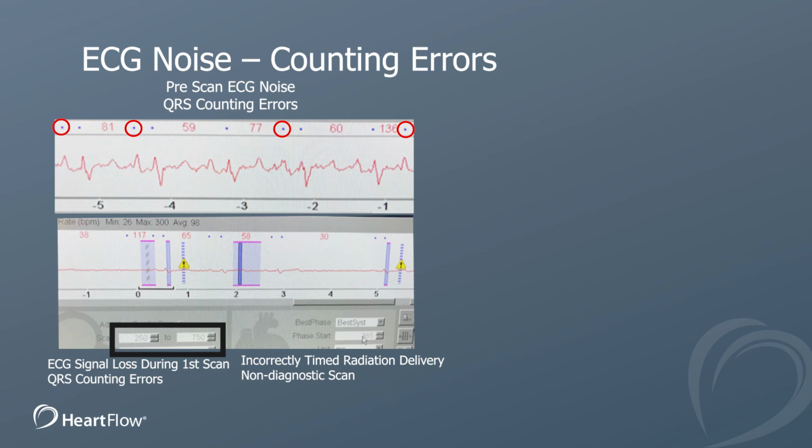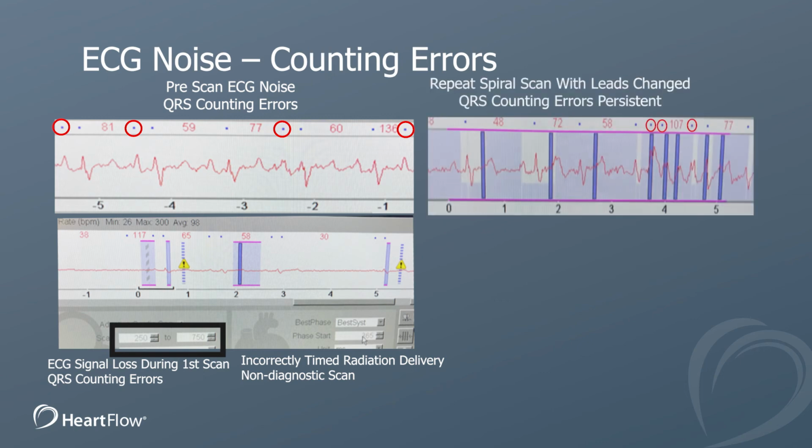However, that's not always possible. In this case, the patient had repeated attempts at repositioning the leads, and there was always a noisy ECG signal. This is uncommon, but can happen. What we decided to do was to rescan the patient, this time in spiral acquisition mode. In spiral acquisition mode, we have the ability to ECG edit and remove unnecessary sinks.